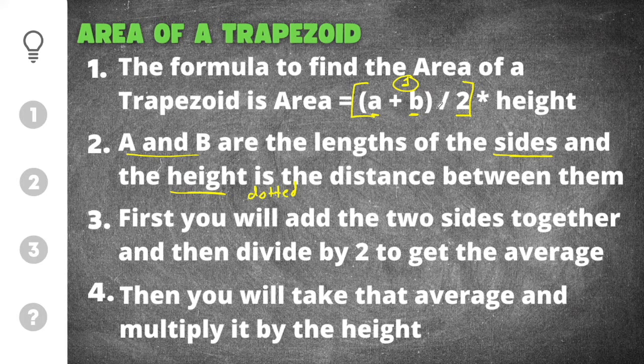And then after you do this first part, you will multiply times the height. So that will be the second part. You're going to add the 2 sides together and then divide by 2 to get the average. Then you will take that average and multiply it times the height.